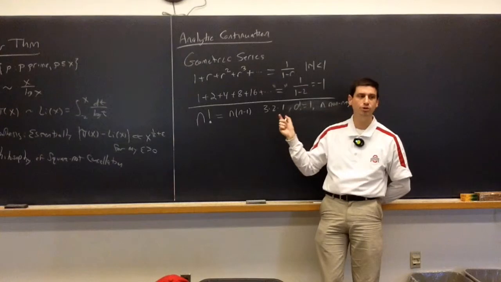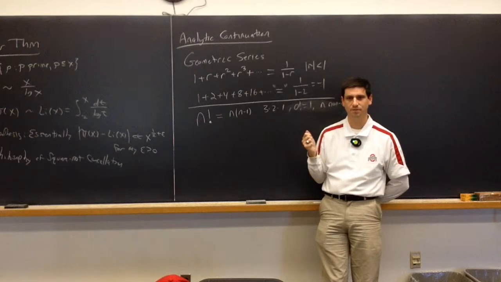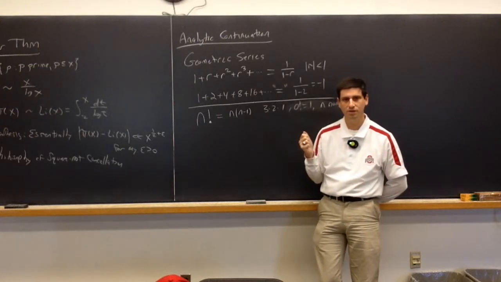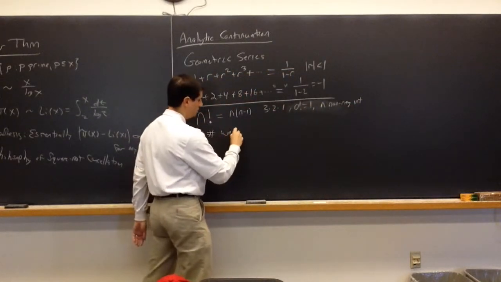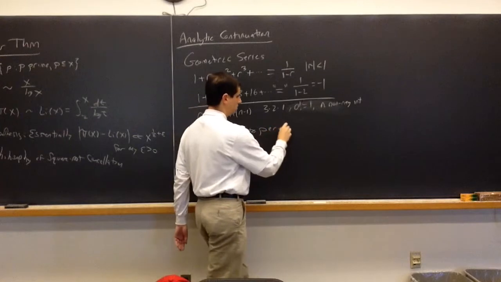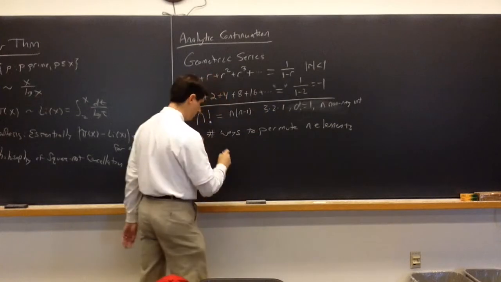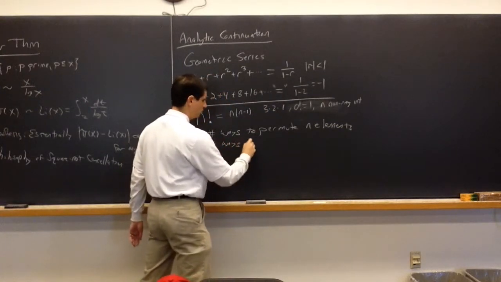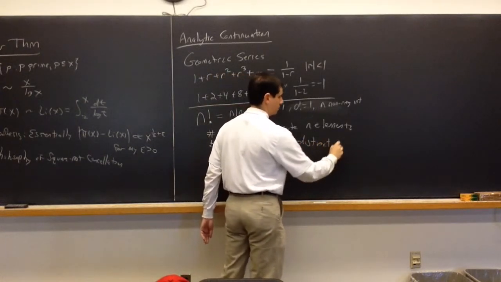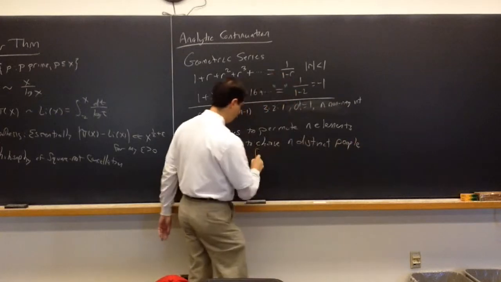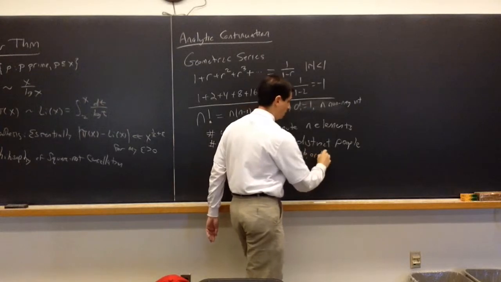This number has a combinatorial interpretation. What's the combinatorial interpretation for n factorial? Okay. So this is the number of ways to permute n elements, or another way of looking at it is the number of ways to choose n distinct people from n, order matters.